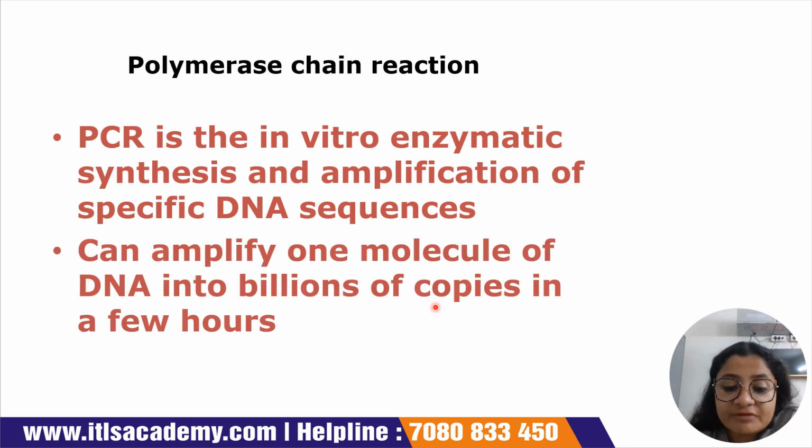So PCR can amplify one molecule of DNA into billions of copies in a few hours. As I mentioned, 30 cycles. So in 30 cycles, basically it increases exponentially. From 2 you will get 4, from 4 you will get 8, from 8 you will get 16, from 16 you will get 32, like that. So exponential multiplication is there, 2 to the power n, where n is the number of cycles.